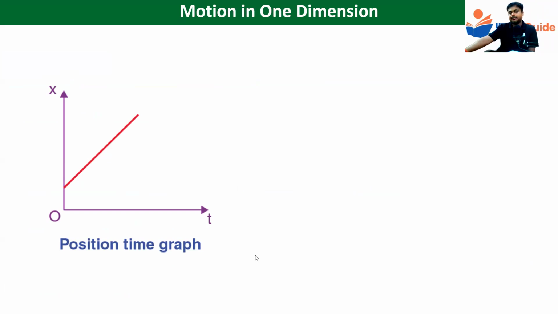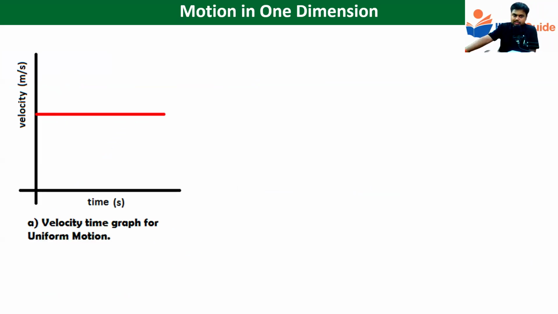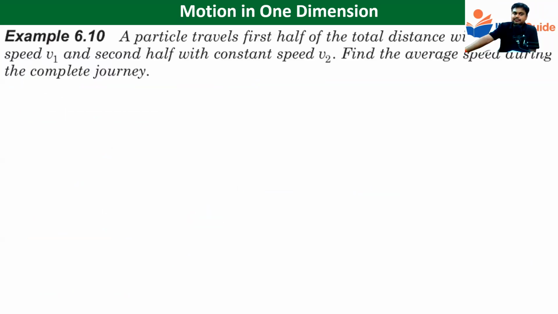This is the position time graph. So the graph slope is going to be constant because velocity is constant. Velocity is constant, acceleration is zero, like that. Solve this.